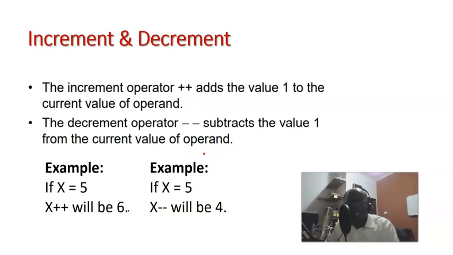Now, finally, let's talk about increment and decrement. What operators are these? These are operators which increase or decrease a given value by 1 step. The increment operator, represented by 2 plus signs, adds the value 1 to the current value of the operand. And the decrement operator does the opposite of that. It subtracts the value 1 from the current value of the operand. So if the variable x has 5 in it, if I write x plus plus, it simply means x plus 1, meaning 5 plus 1, which will be 6. Likewise, if I use the decrement operator, x equals 5, if I write x minus minus, it means x minus 1, which will be 4.